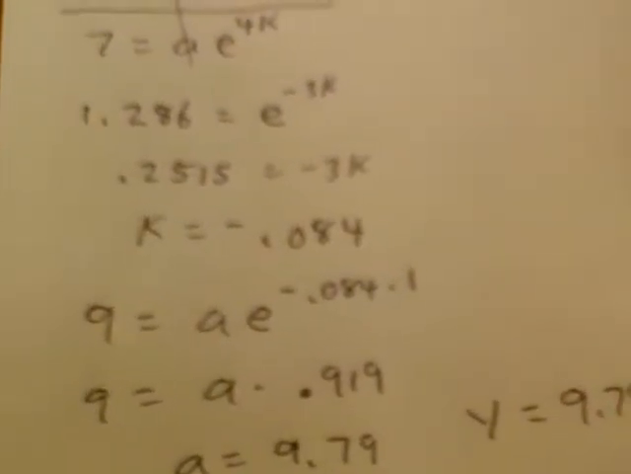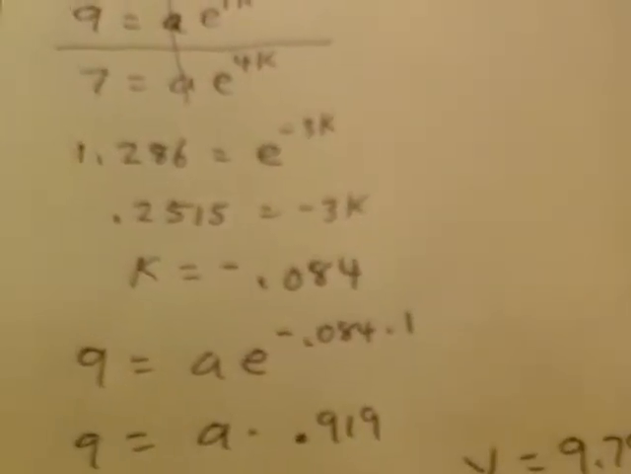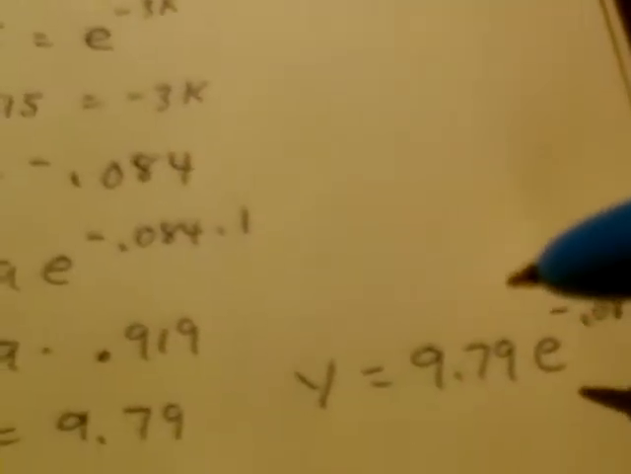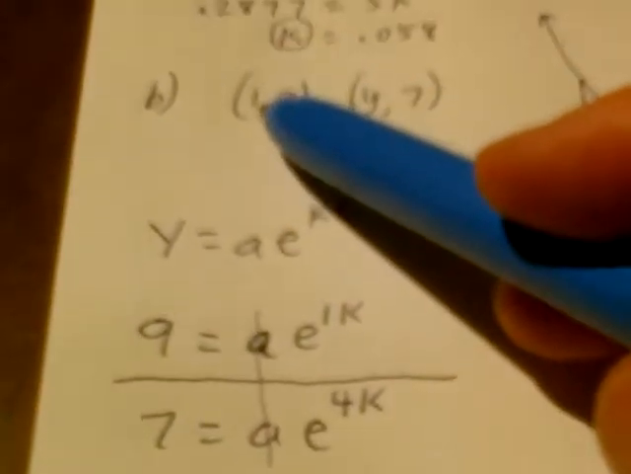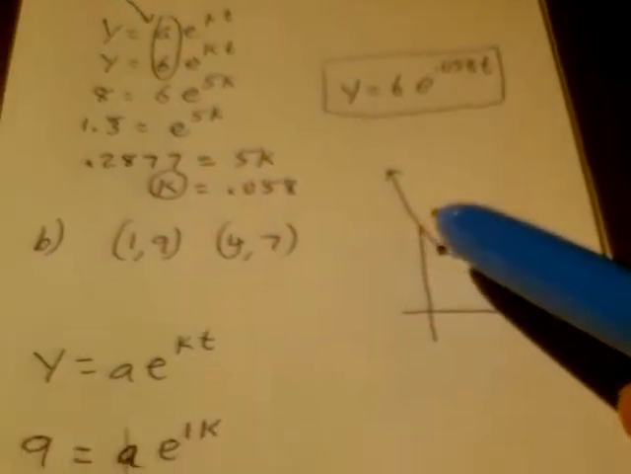So our final model is y equals, our initial value now is a, 9.79 e to the negative 0.084 t. There it is right there. And again, this makes sense because we're having a decay. It's going down, so that's our negative exponent. And we should be starting above 9, because here's 9 right here, and our initial value has got to be above that. So 9.79 seems pretty reasonable for that.